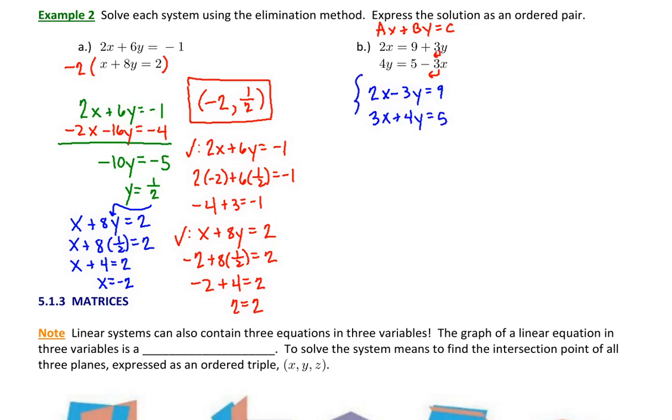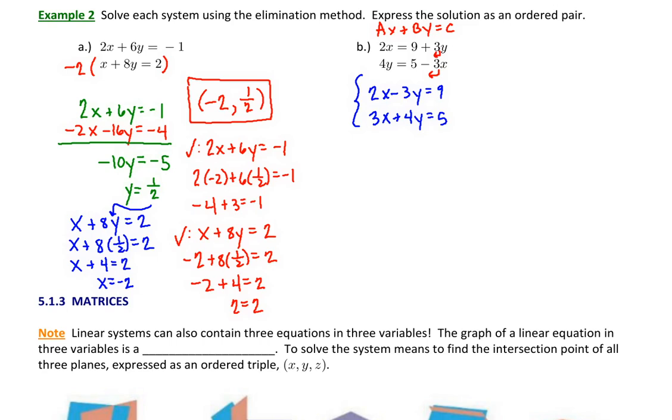Now we need to figure out how to eliminate one of the variables. This one's less convenient than our previous example, because remember, our previous example contained a variable with a coefficient of 1. X and y all have coefficients not equal to 1 in both of these equations. So you can choose to eliminate either variable. You can eliminate x or you can eliminate y. I'm just going to arbitrarily choose to eliminate x.